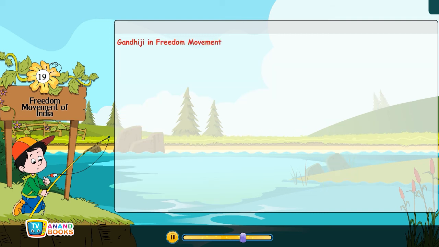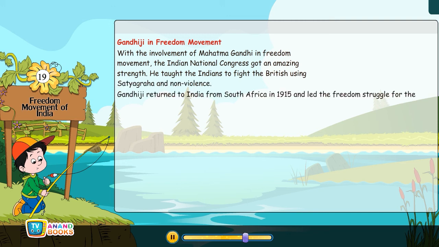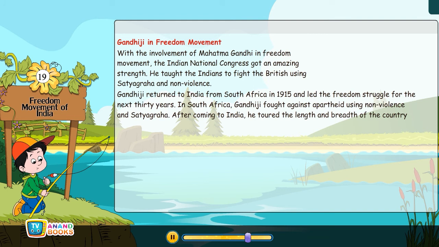Gandhiji in Freedom Movement. With the involvement of Mahatma Gandhi in the Freedom Movement, the Indian National Congress got amazing strength. He taught the Indians to fight the British using satyagraha and non-violence. Gandhiji returned to India from South Africa in 1915 and led the freedom struggle for the next 30 years. In South Africa, Gandhiji fought against apartheid using non-violence and satyagraha.